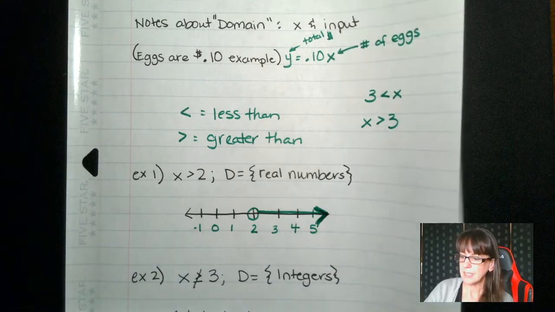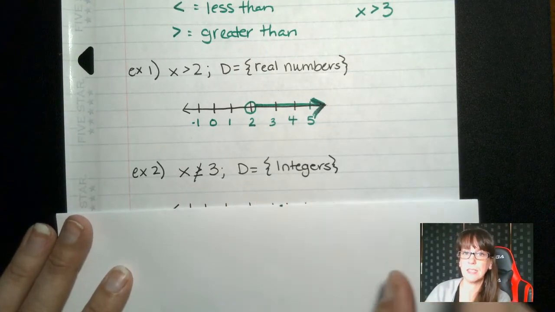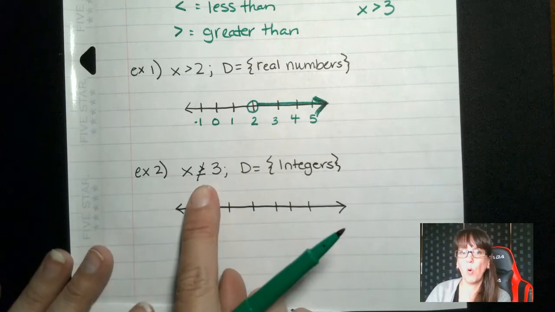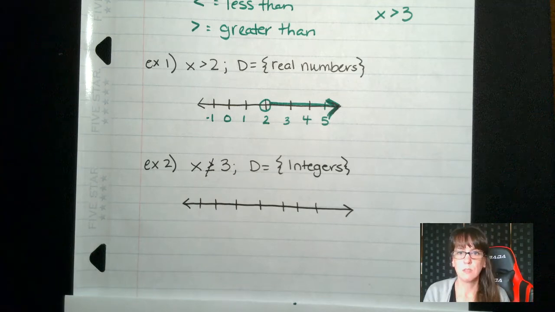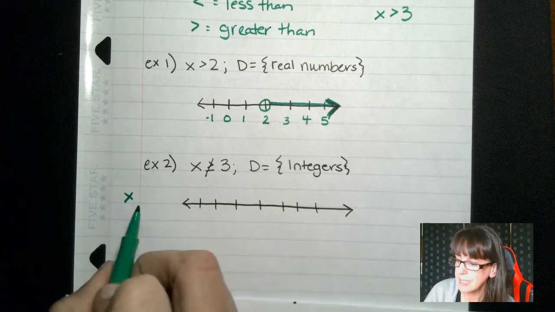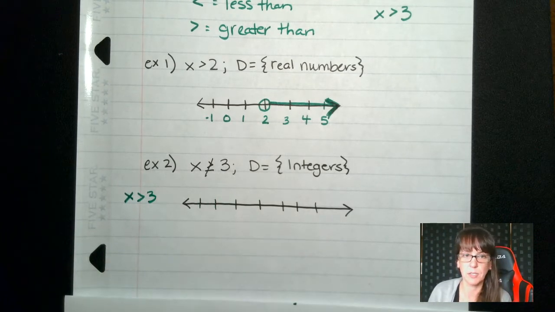What about this? X is not greater than or equal to 3, and our domain is integers. Well, when you get a not greater than on this, what you want to do is rewrite this. So it's not greater than or equal to, and in a previous video we talked about this, I just had to double check. X is then less than 3, no equal sign because that's not included in there.